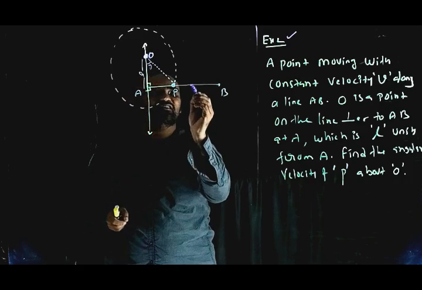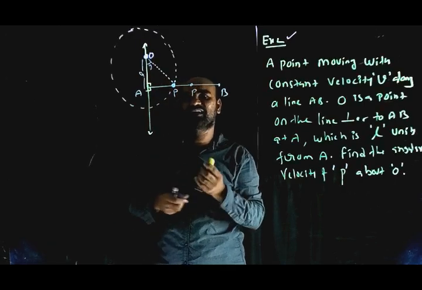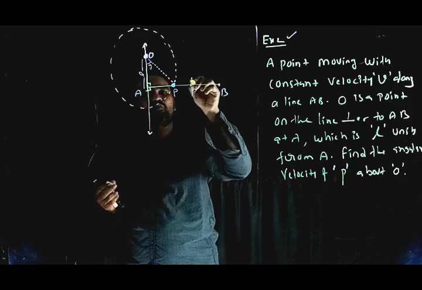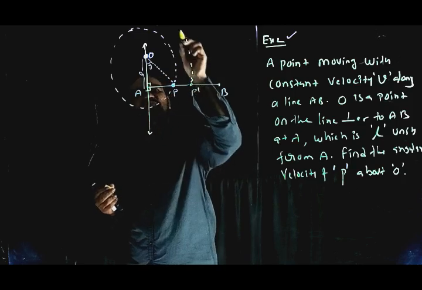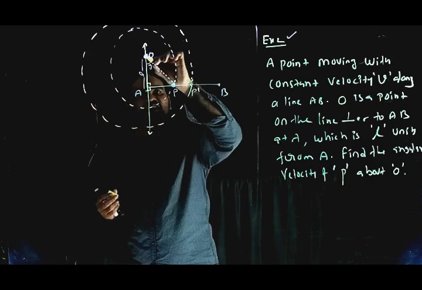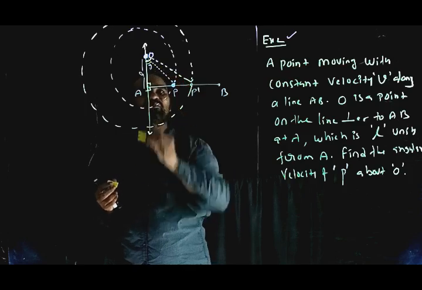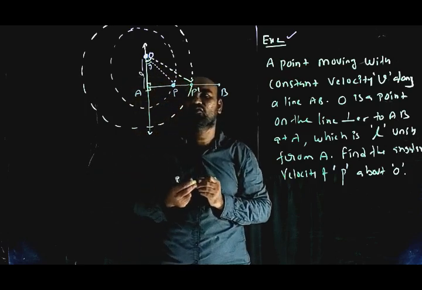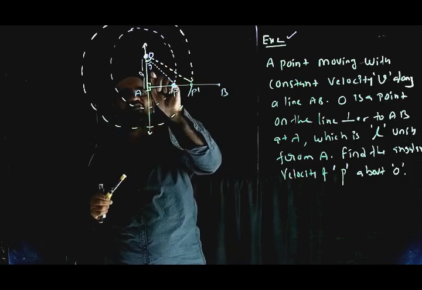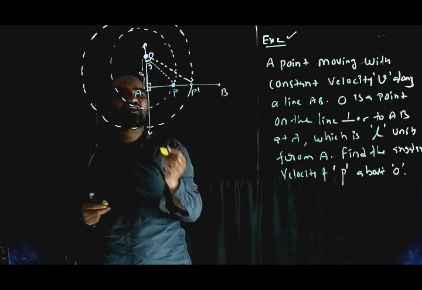After some time P may be here, because P is moving with constant velocity on the line. In this case, you draw a circle with OP' as radius, with P' as a point, then join O and P'. This is the angle made by P at O. We should find the rate at which theta is changing, which means we want to find d theta by dt using this small triangle.